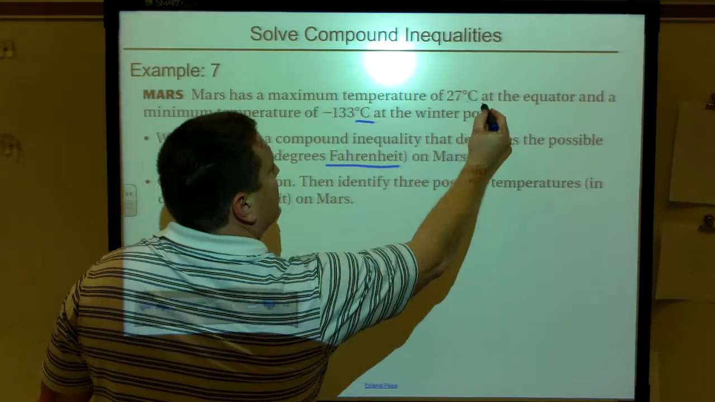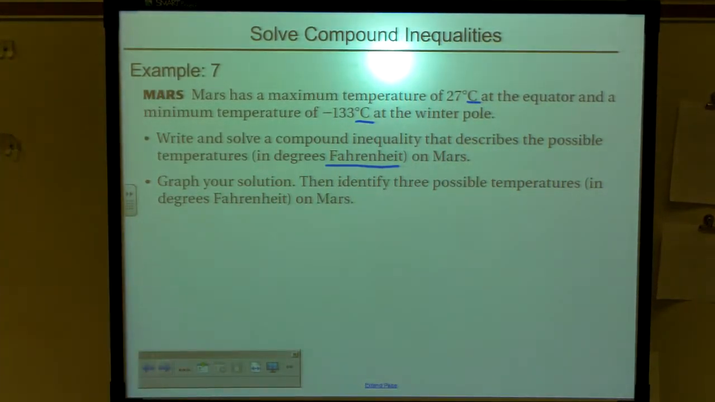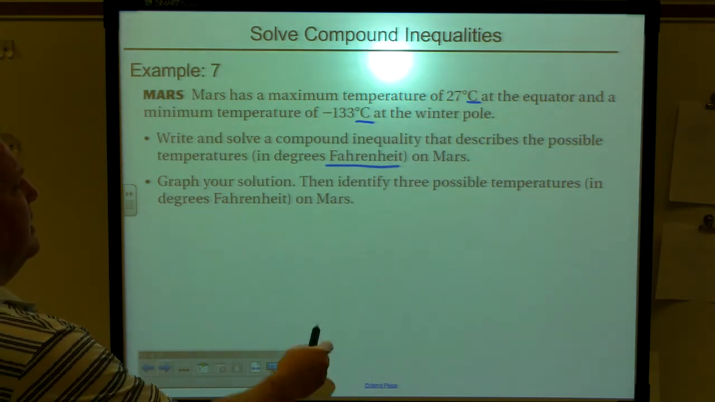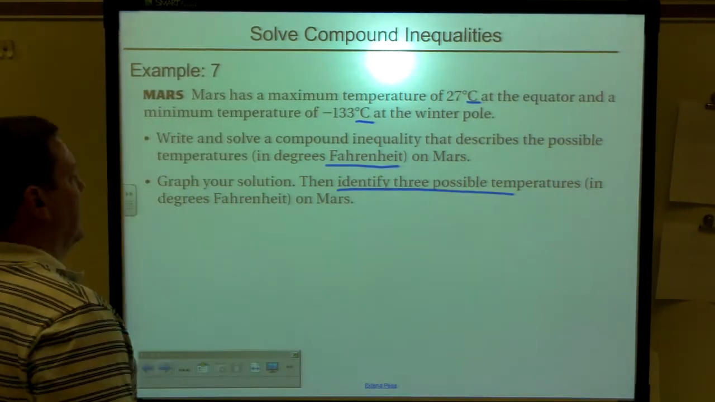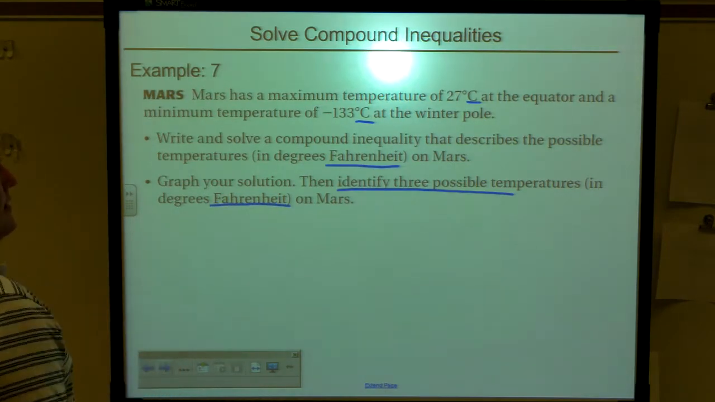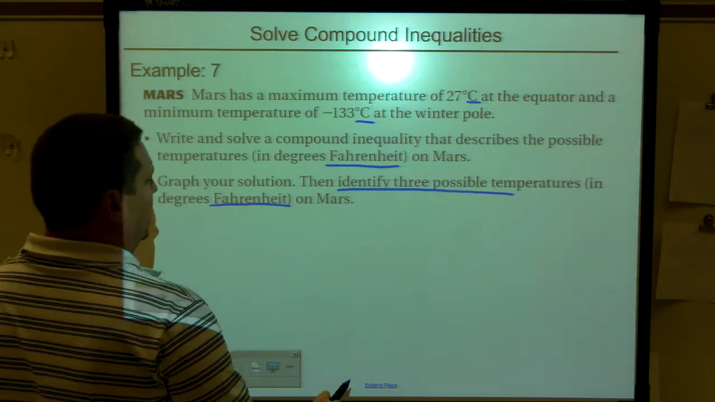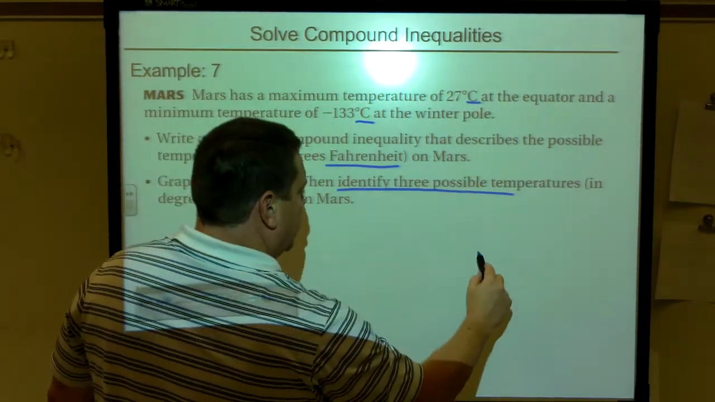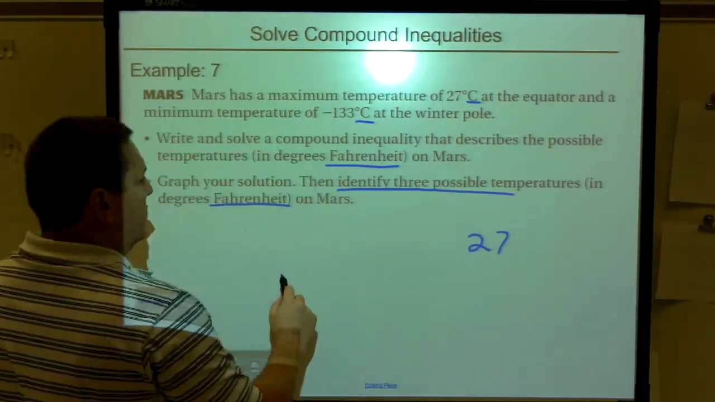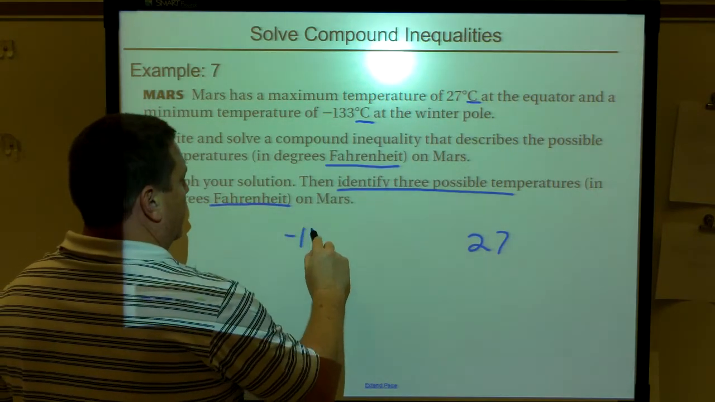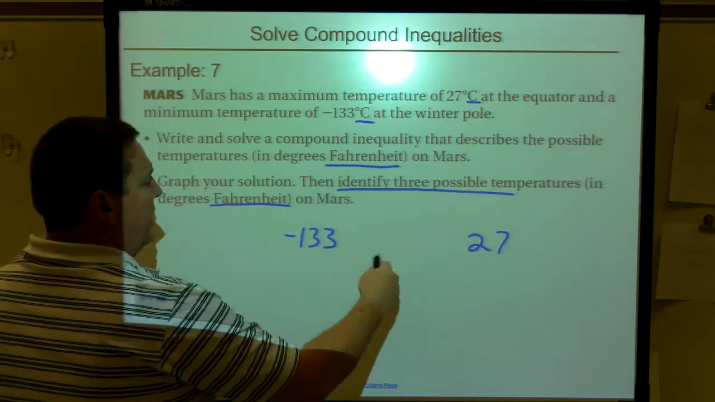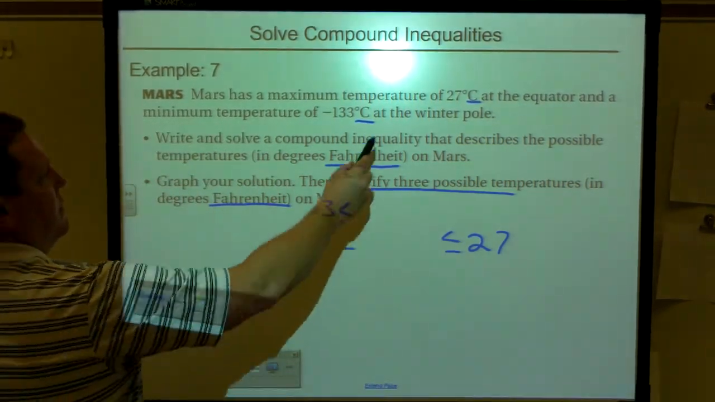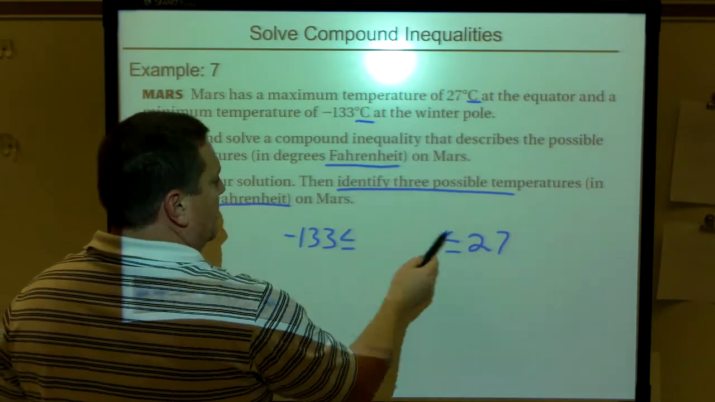They gave us information in Celsius, but they're asking us to write it in Fahrenheit, so they're kind of telling us what our formula is going to be. Graph your solution. Identify 3 possible temperatures on Mars, but identify them in Fahrenheit. Okay, so the first thing we're going to do is set up our high number of 27, our low number of negative 133, and in between, because this is a range from here all the way down to there, so I know it's got to be in between.